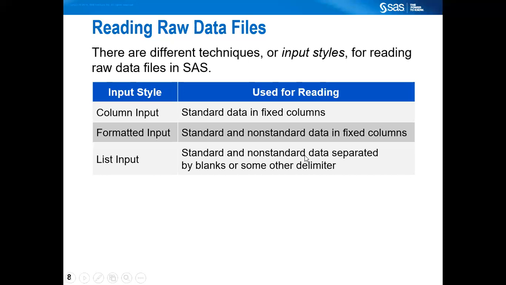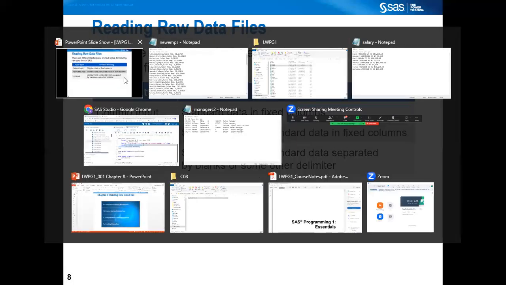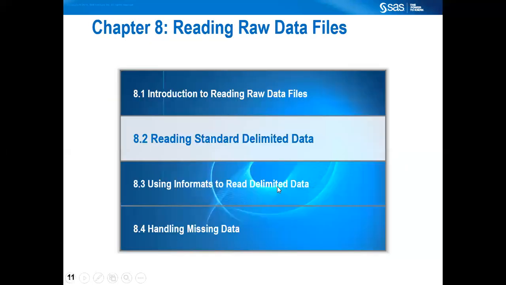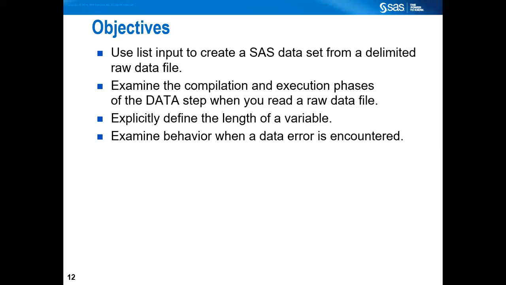List input: standard and non-standard data separated by blanks or some other delimiter. So it's list input, okay? How that list input works and how we can read it, we'll see in the upcoming topic. The objective here is to use list input to create a SAS data set from a delimited raw file. We'll see how the compilation and execution phases work when reading a raw data file. We'll explicitly define the LENGTH statement to give the length for your variable values.